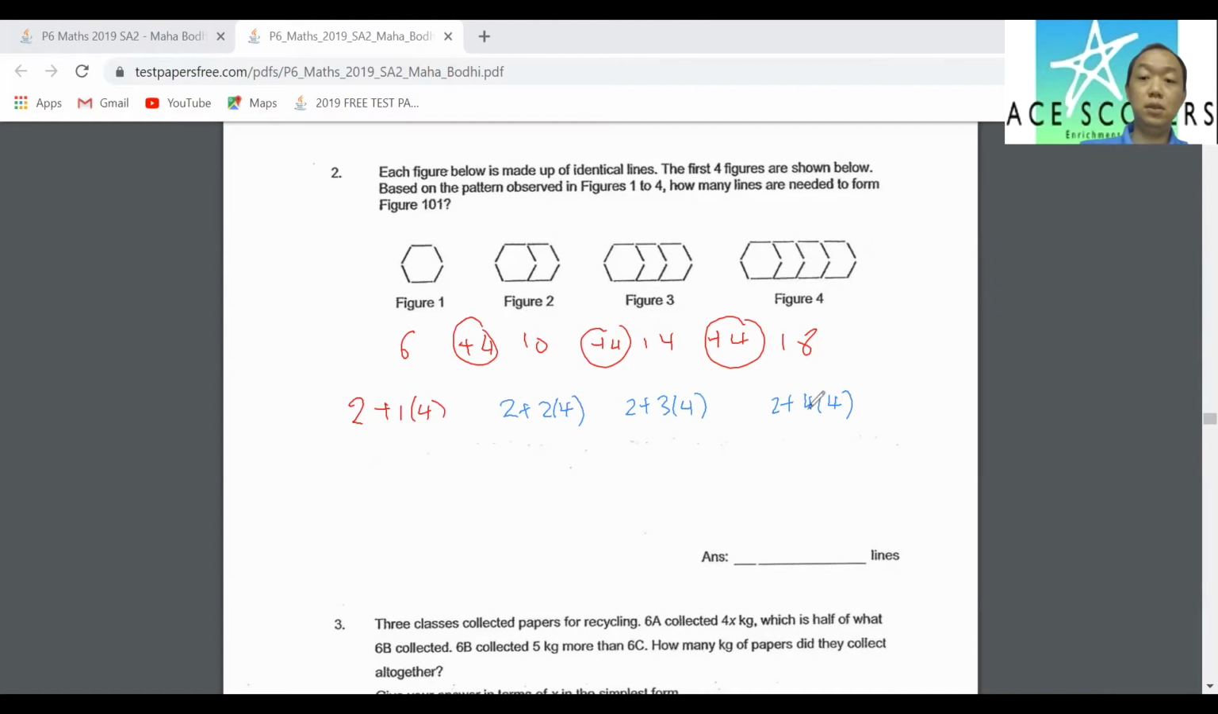Okay, so this number corresponds to the figure number 3, 2, 1, right? So if it's figure 101, 2 plus 101 times of 4, 404 plus 2, 406 is the answer. All right, should be correct.